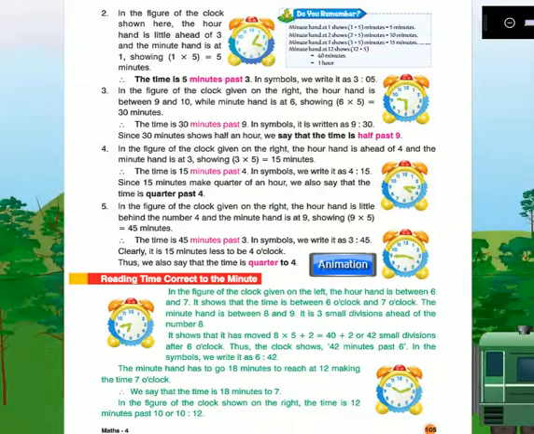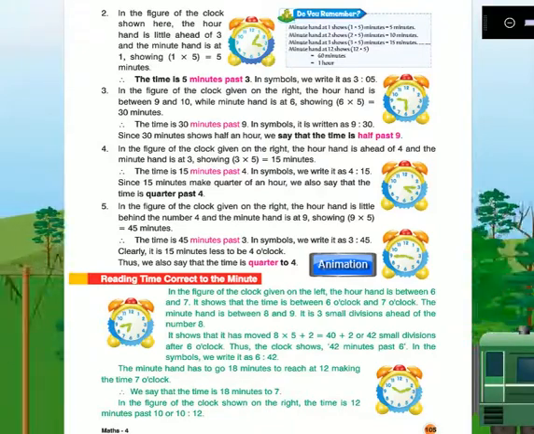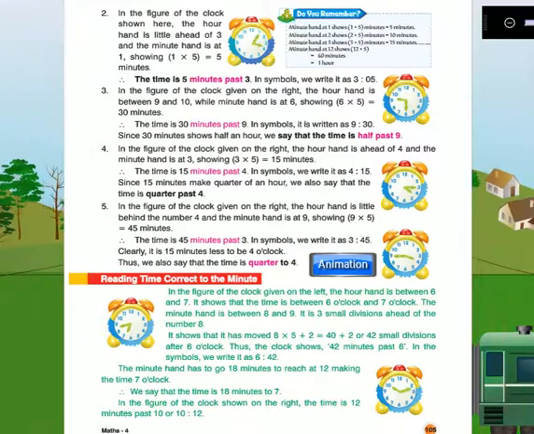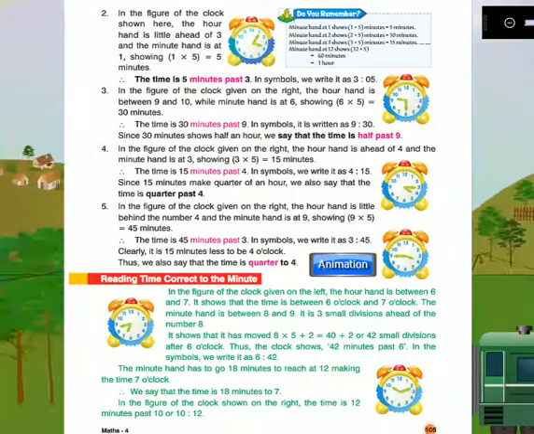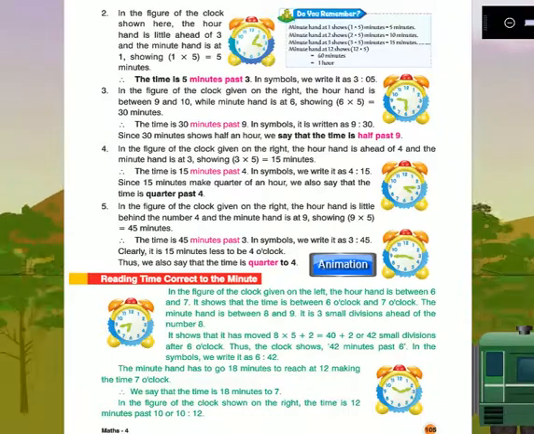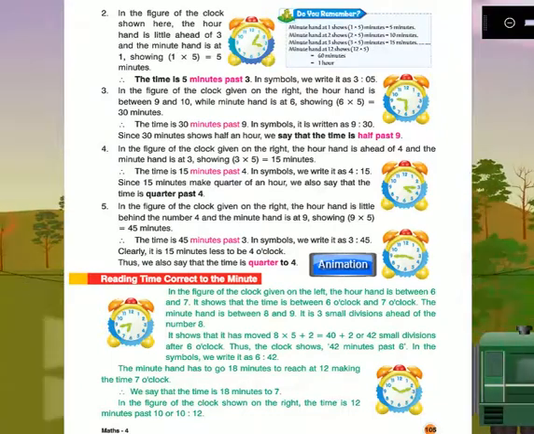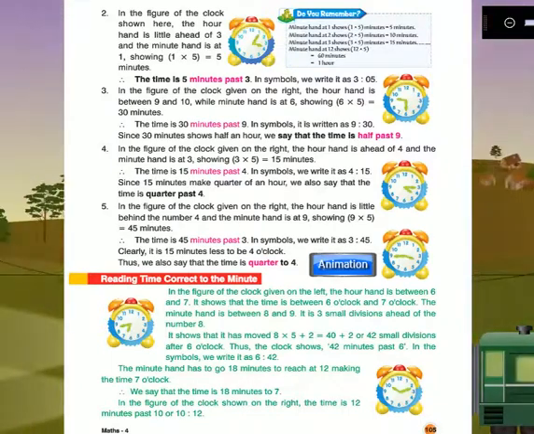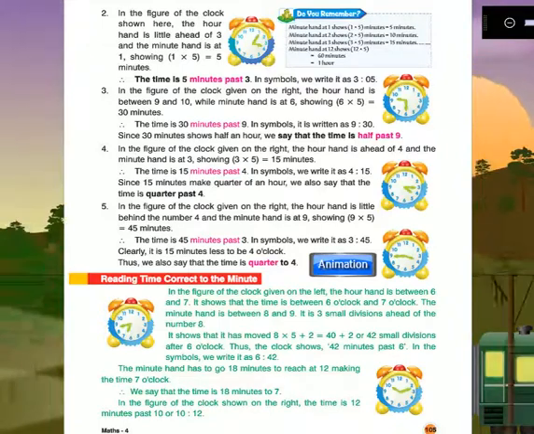The minute hand has to go 18 minutes to reach 12, making the time 7 o'clock. Therefore, we say that the time is 18 minutes to 7. In the figure of the clock shown on the right, the time is 12 minutes past 10, or 10:12.